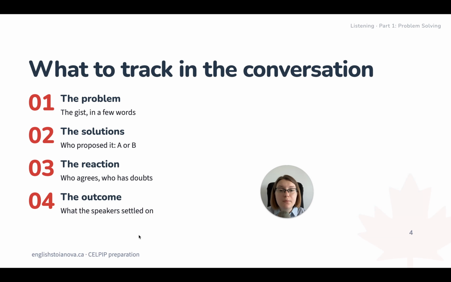Please keep track of the topic and the problem. Topic for every part, but because this part is called Listening to Problem Solving, you have to pay attention to the problem and understand whose problem it is and how they try to solve it. Sometimes multiple solutions are offered and you have to listen to which one is chosen and why. And also the reaction: who agrees, who has doubts, and the outcome, what did they decide to do?